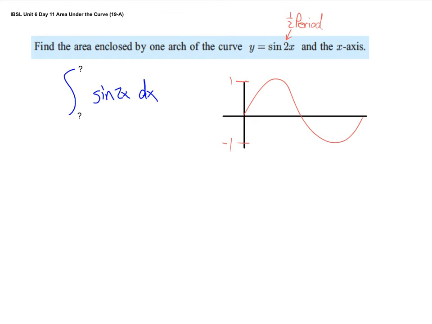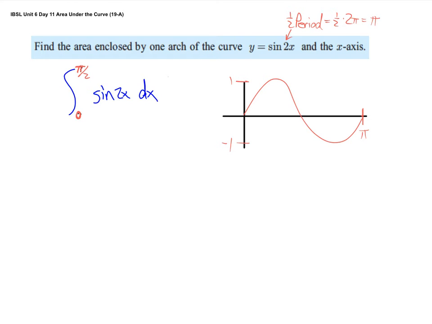Now, what's the normal period for sine? 2 pi. So the period here is pi. Alright, so that means this ends here at pi. So if I want one arch of sine, what am I going to integrate from and to? From 0 to 1/2 pi. There we go. From 0 to half a pi.